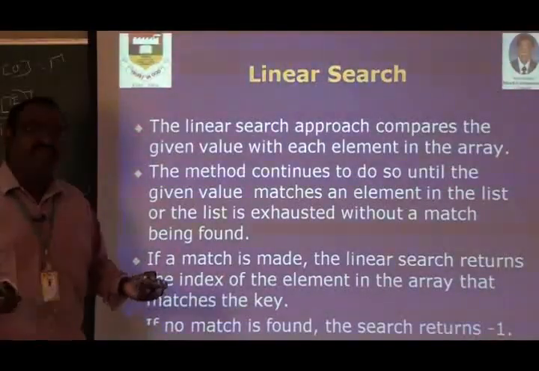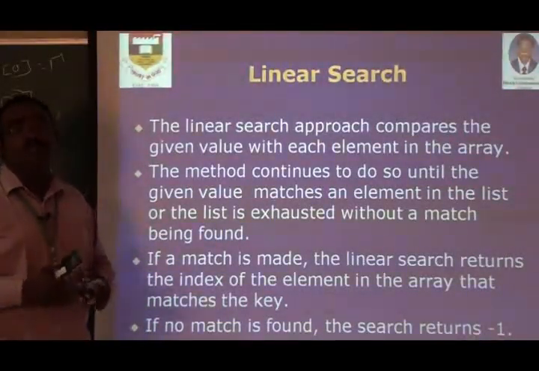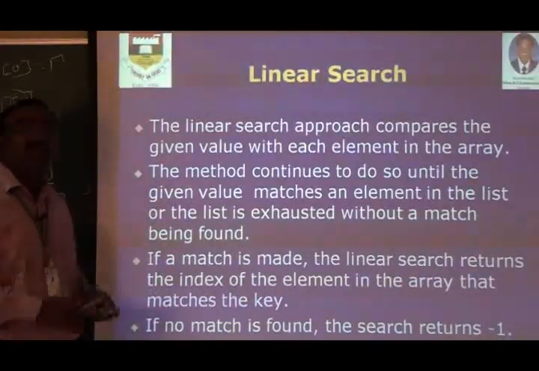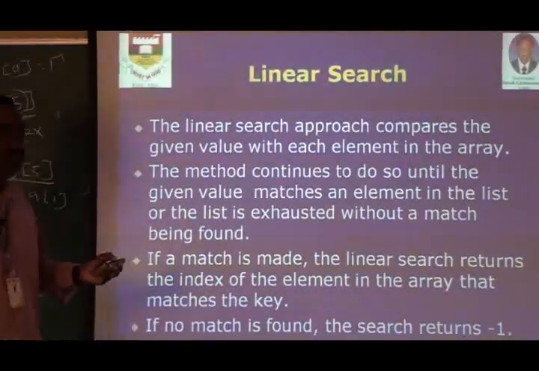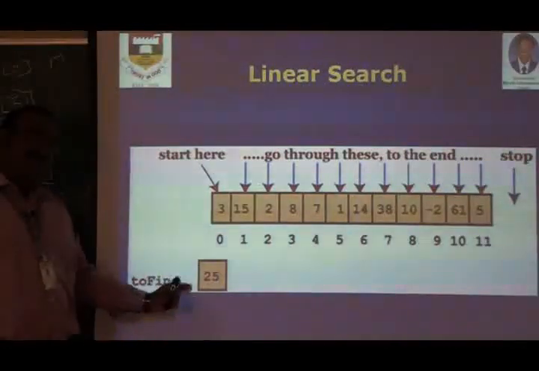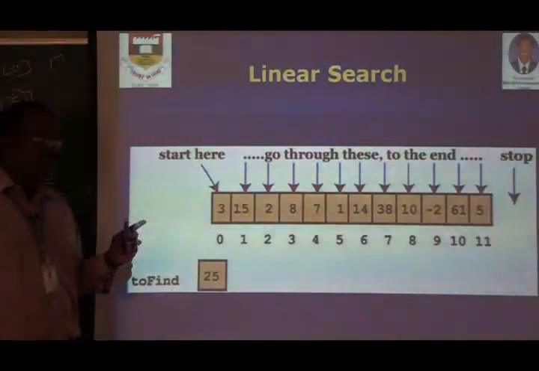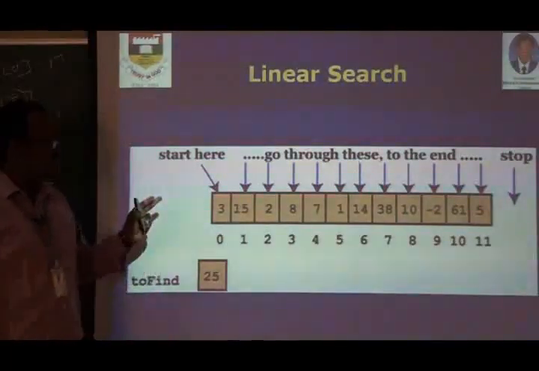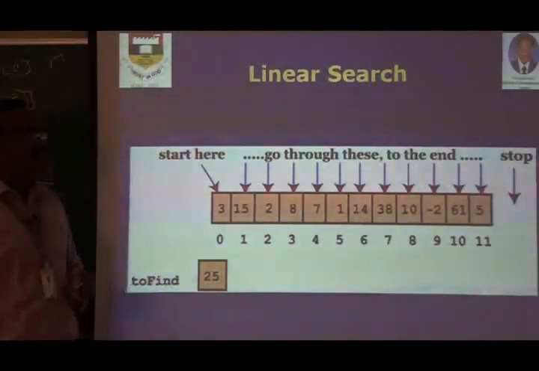So what is the indication? If -1 is received as output, then there is no such element in your list. That is a very simple thing; that is how we perform the linear search. The very simple example we have taken is to find 25 in the list. The list is contiguous, and we have several elements, 12 elements in this particular list.